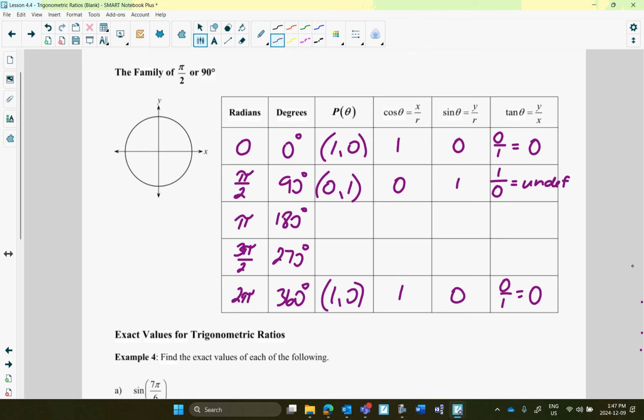What's the point on the unit circle at 180? -1, 0. Therefore, the cos is -1. The sine is 0. And the tan is 0 divided by -1, which goes back to 0. Forgot the where? -1 where? -1, 0. Thank you.